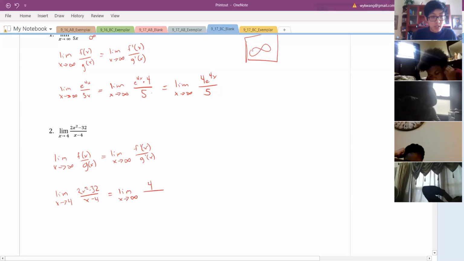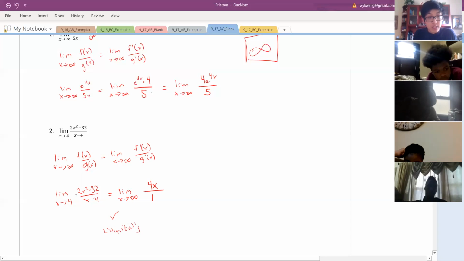So it'd be 2x squared, bring down the 2, subtract 1 from the exponent, so it'd be 4x. Negative 32, that's just a number, so that disappears. What's the derivative of x? It's 1. The derivative of negative 4 is 0, so that disappears. So I'm getting this. These two are equal to each other, and we know this is true because, again, L'Hopital's.